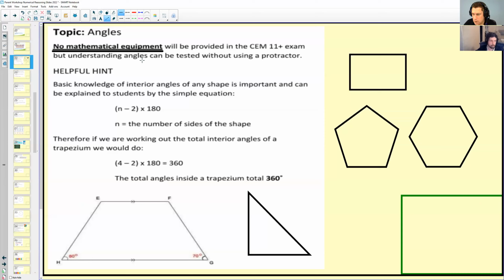Can I just, before Luke does plow into angles, thank parents for putting questions in the chat? I've had some really sensible ones about the format of the test, and someone has asked, do the questions start easily and then gradually get harder as they go along?